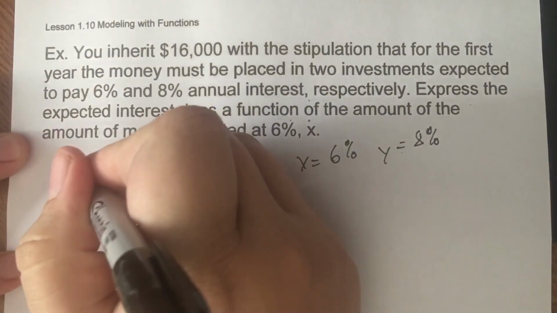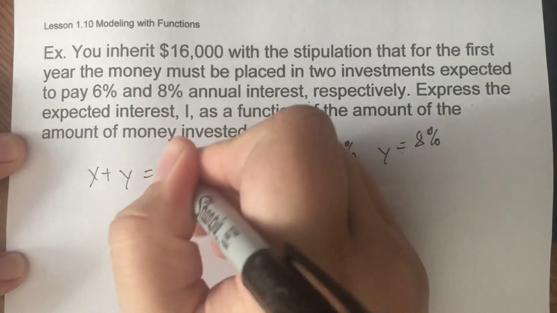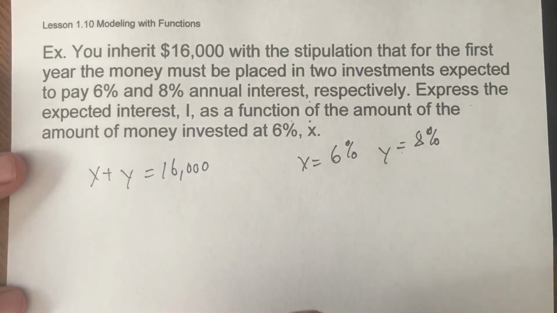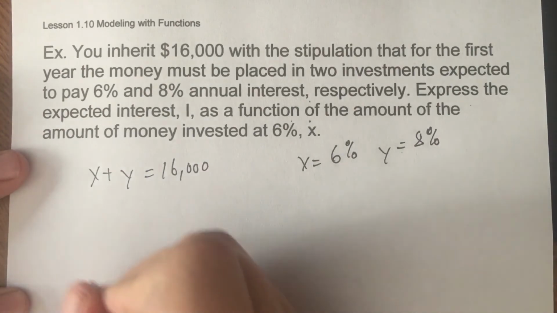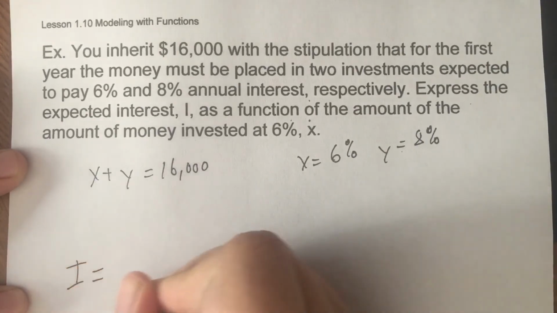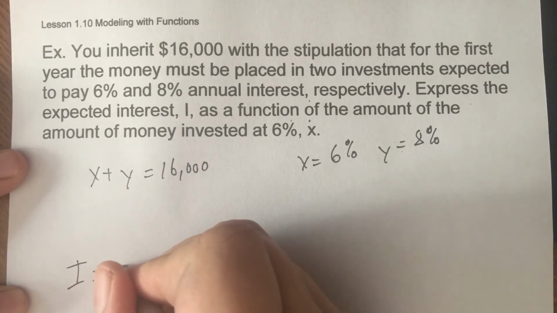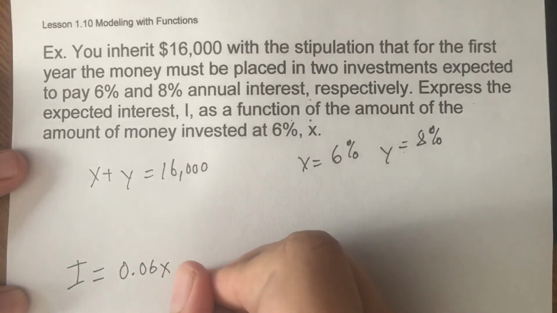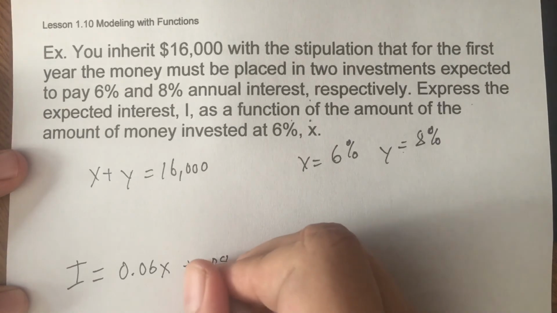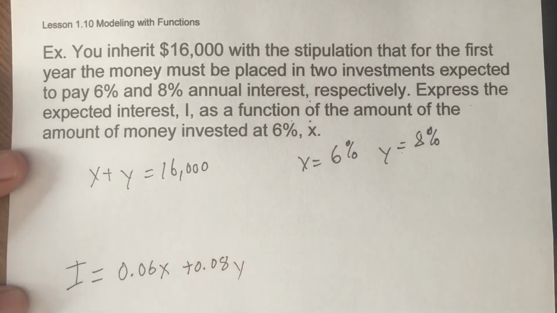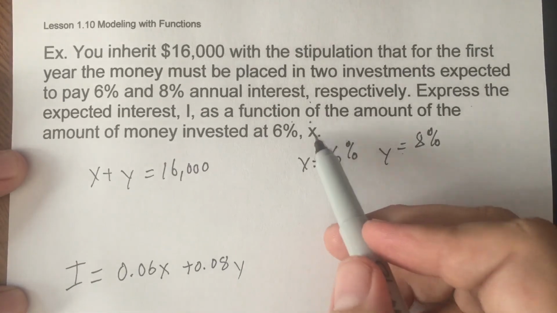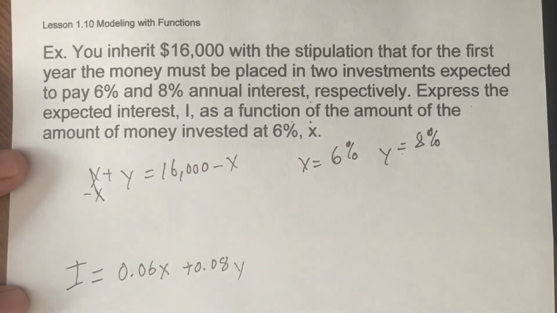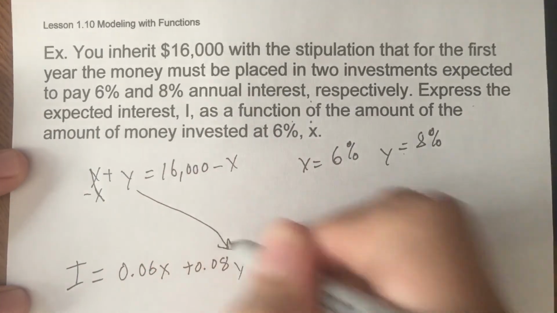So if you think about it, our x plus y has to be 16,000. Okay? But to find interest is going to be, well, the x amount at 0.06, so 6%, plus the amount at 0.08, 8% of y. Now, if we want to be in terms of x, we're going to take this one here and solve for y, which all we got to do is subtract x. So that's what we can put in for y.